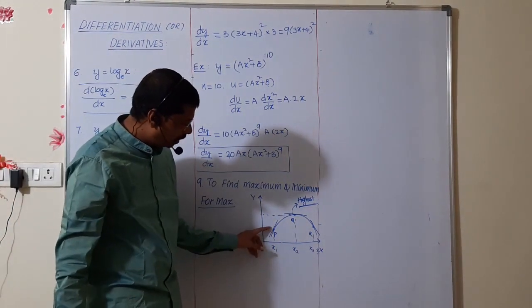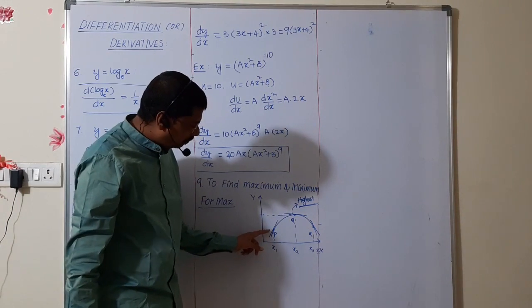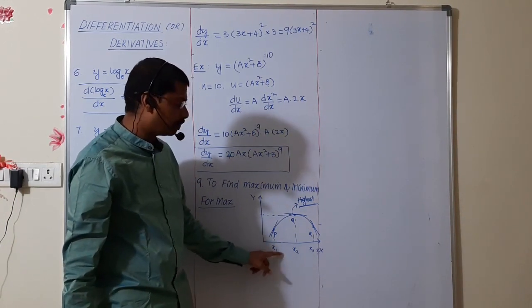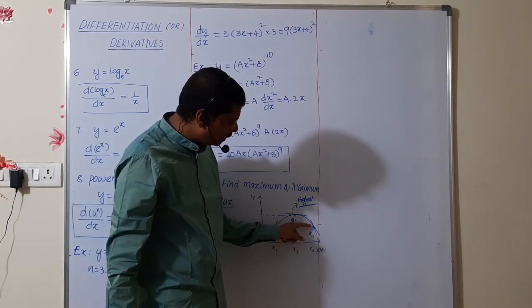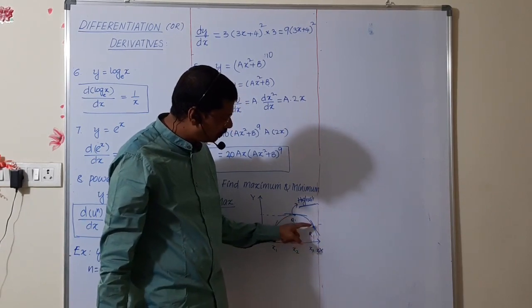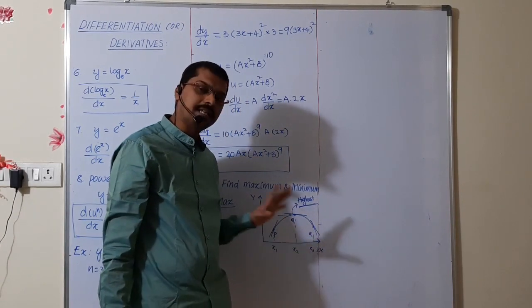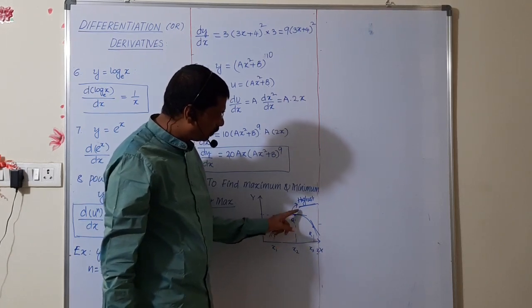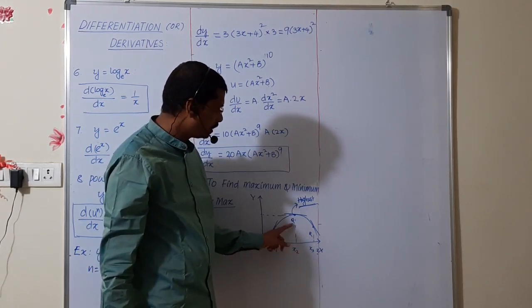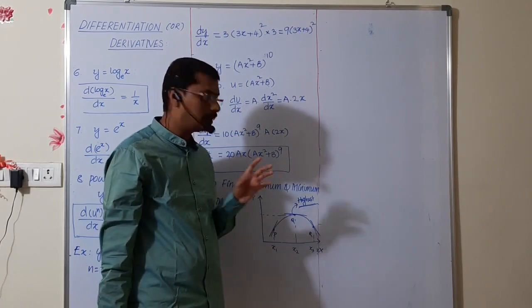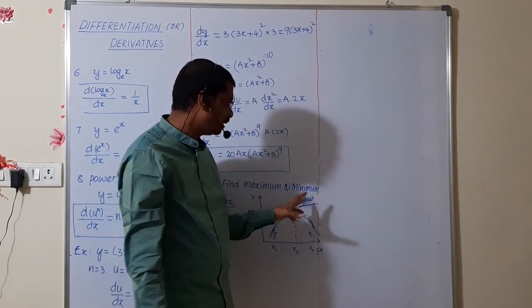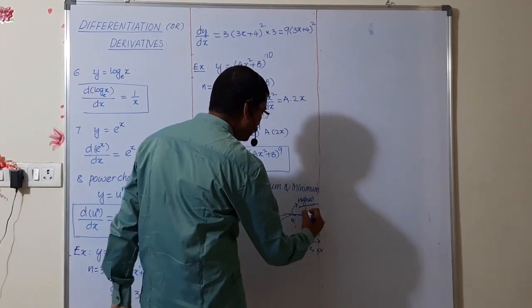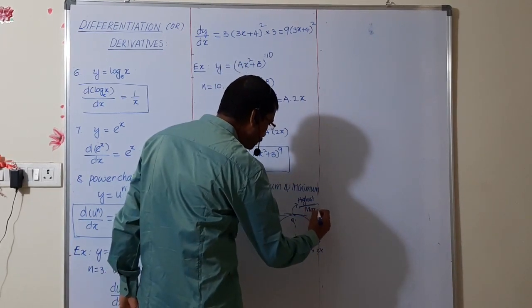If you take point P and draw the tangent, it is not parallel to the x-axis. At point R, we also draw the tangent, but it is not parallel to the x-axis. If you draw the tangent at point Q, which is parallel to the x-axis, this will be the maximum value, so we can say it is the highest point. The highest point means it will have the maximum distance.